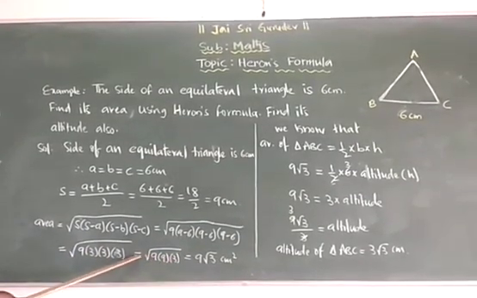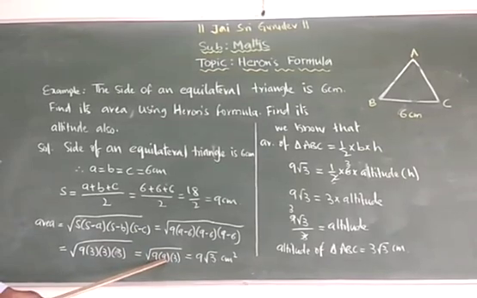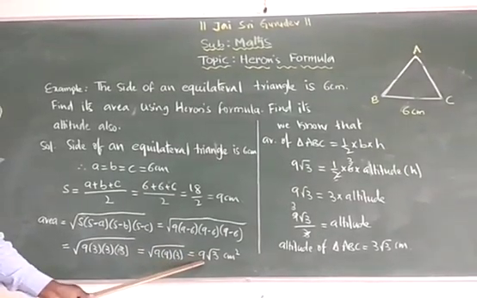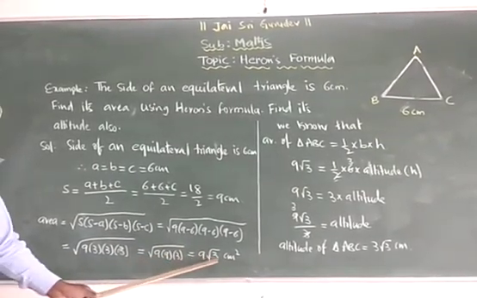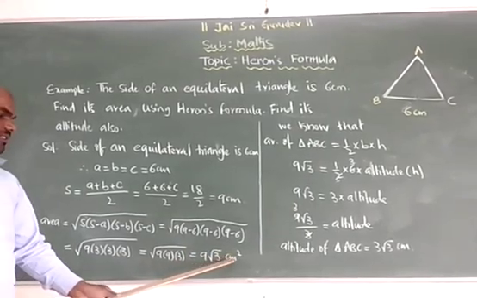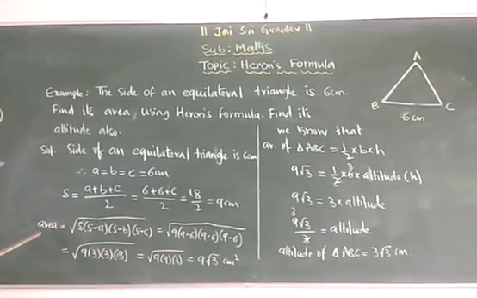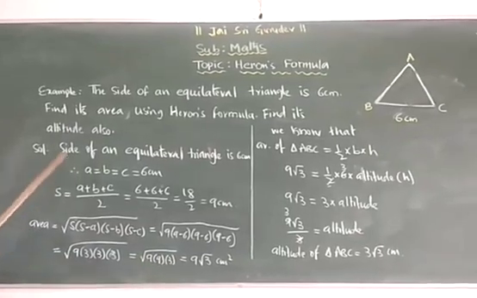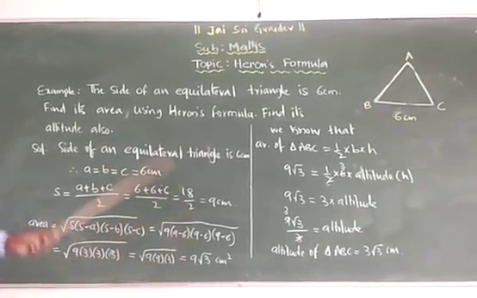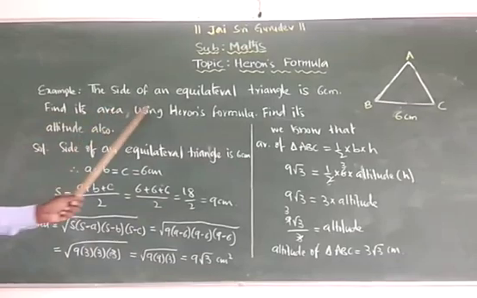It means the square root of 9 into 9 is 9 without root, then into root 3. It means 9 root 3 centimeter square. This is the area of an equilateral triangle. So the first problem is completed.